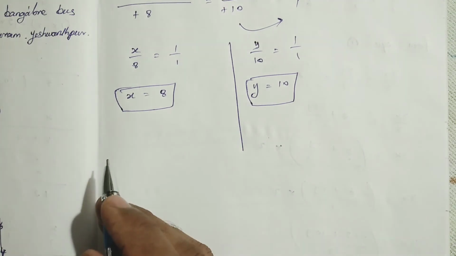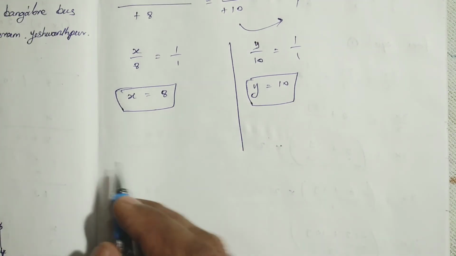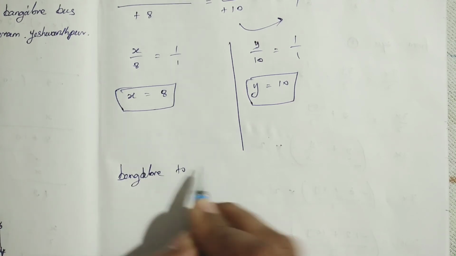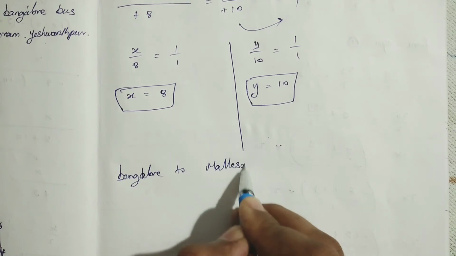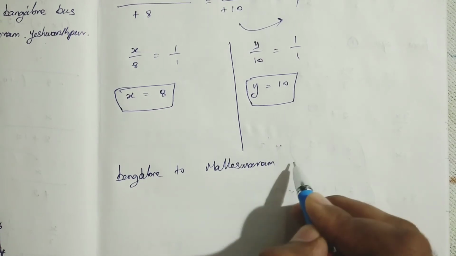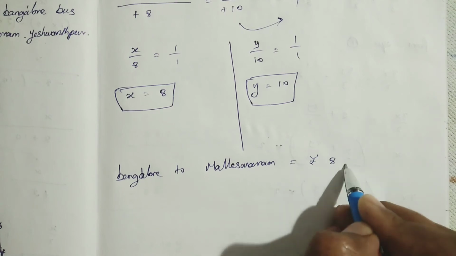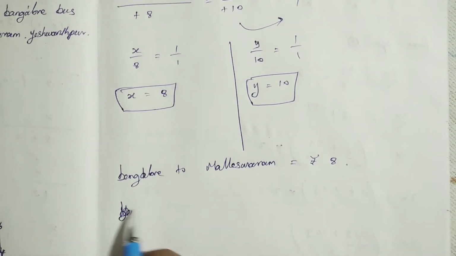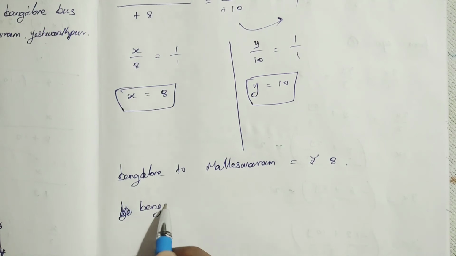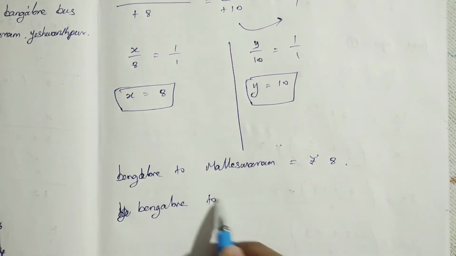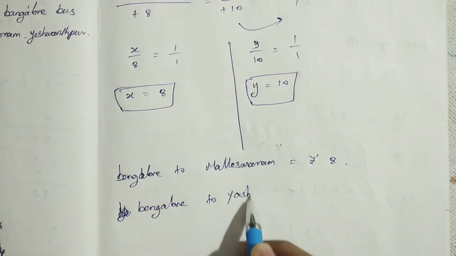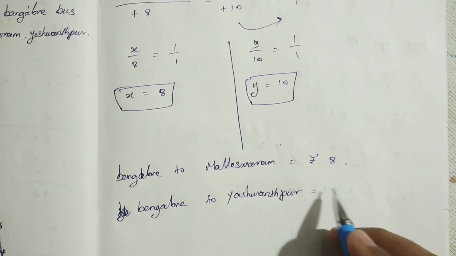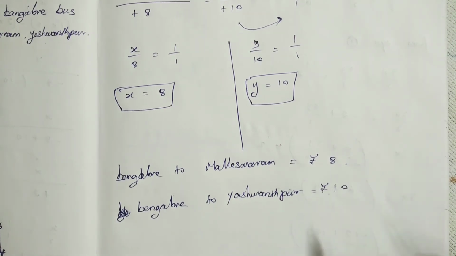Let 8 rupees for Bangalore to Malaysia. So Bangalore to Malaysia. How much is it? We find out. We take it as x. So here it is rupees 8. Then, sorry, Bangalore to Yashwantpur, that is rupees 10. Clear? So we find out the fact.